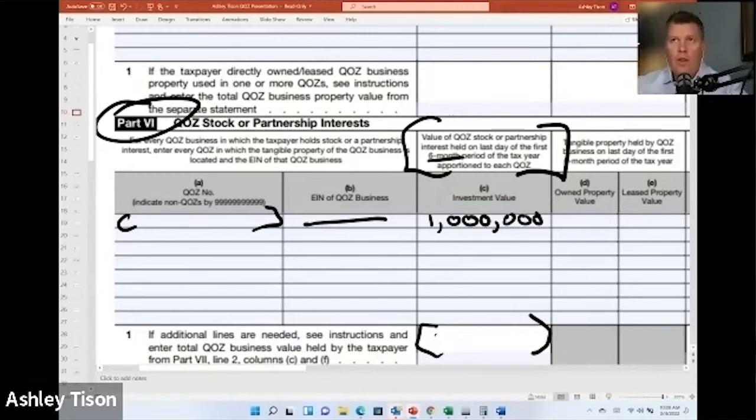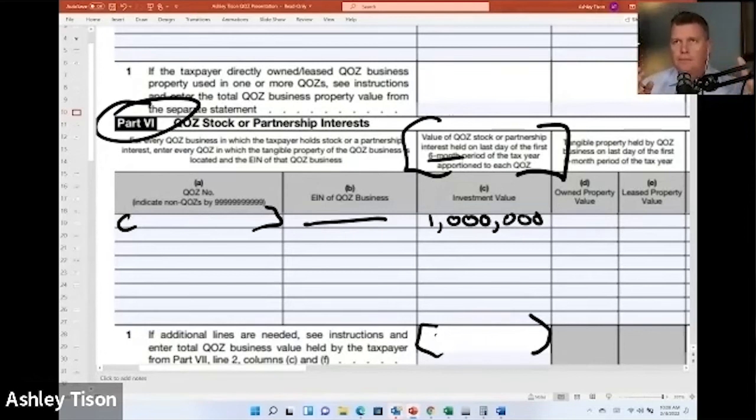Now, where this is going to get interesting is in 2026, when people are going to pay the taxes, because this value is going to have effect, because you're either going to pay taxes on the amount of your original gain or the value of your QOF investment at the time.